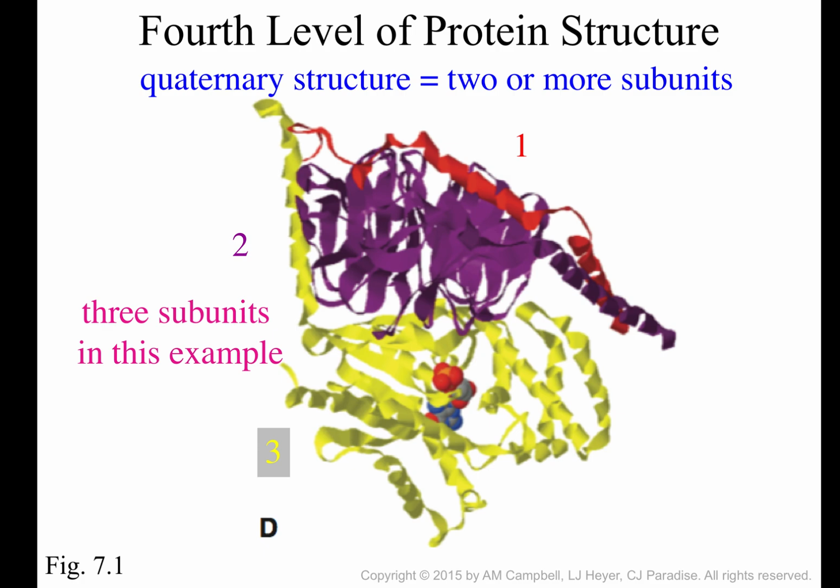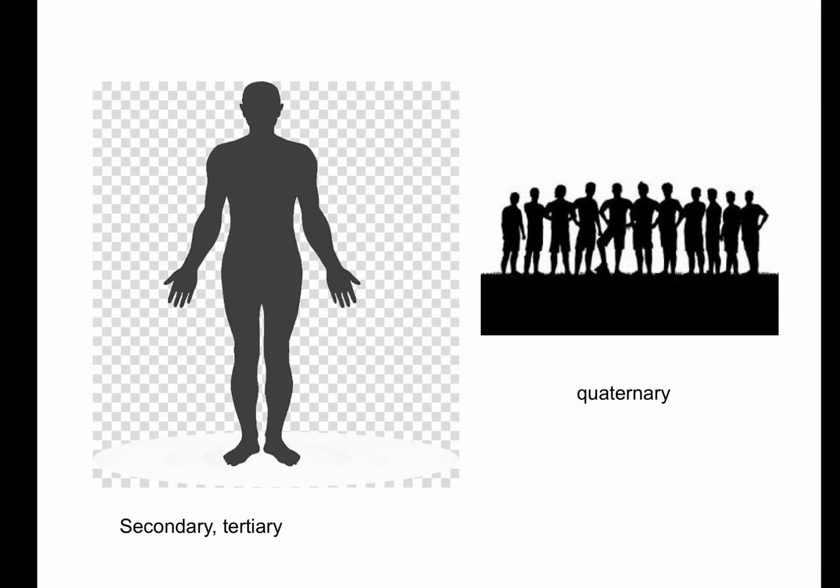Then each one has to be translated separately, and then they all have to come together to form this big 13-unit protein. And if that doesn't work, you die, because you need that protein in order to live. So assembly of proteins can be really complicated. Again, not all proteins have quaternary structure, but many do.